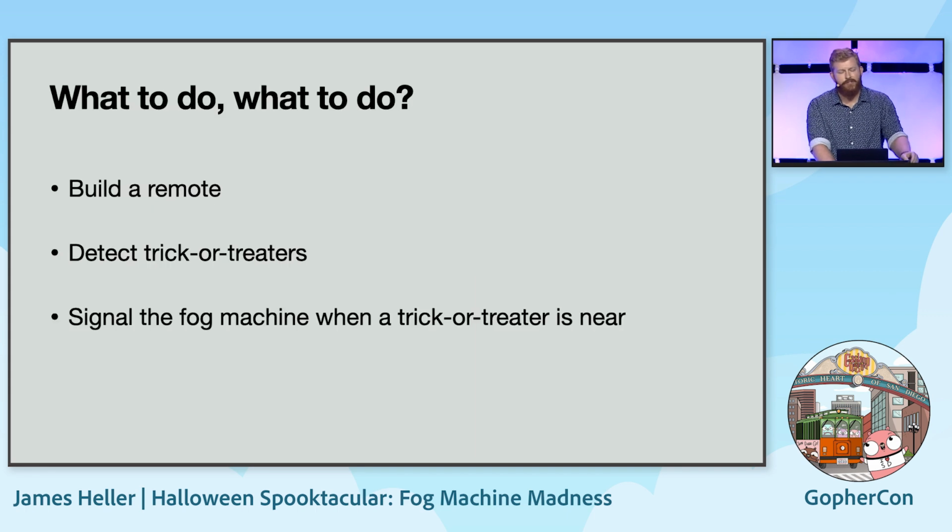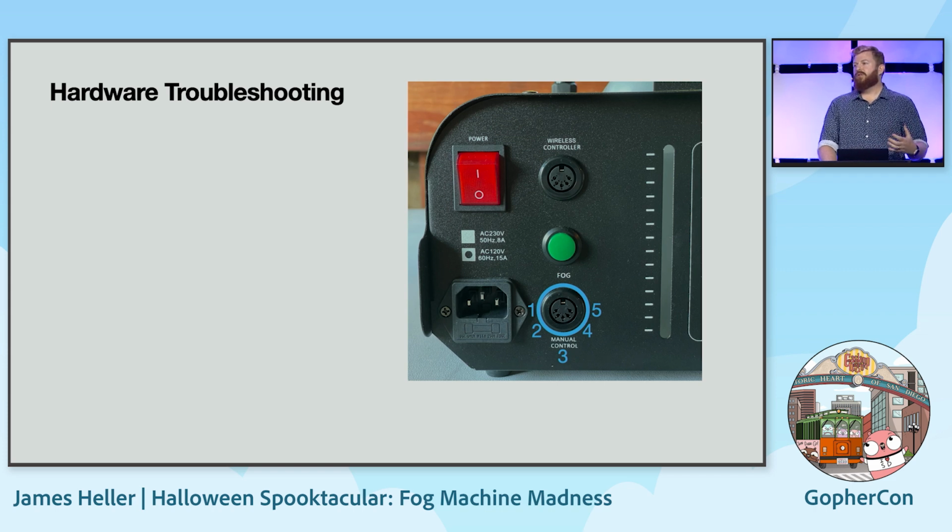To do that, I needed to build a custom remote control for the fog machine. I needed to detect when trick-or-treaters were nearby at the bottom of that hill, and I needed to send a signal from the bottom of the hill all the way up to the fog machine at the top when those trick-or-treaters are close by. Looking at the remote, that took a little bit of hardware troubleshooting.